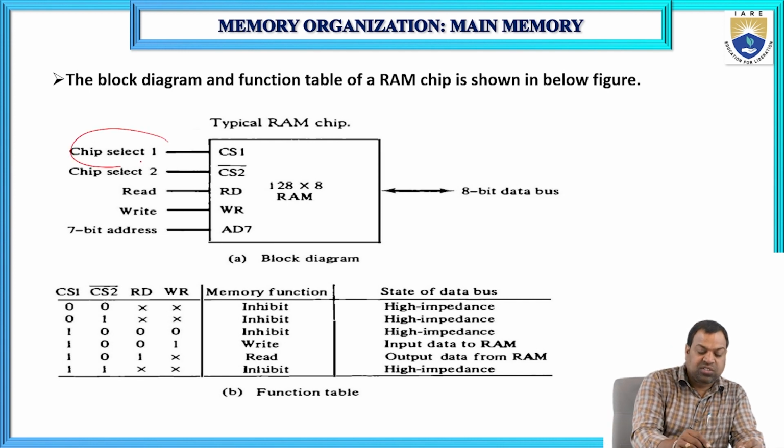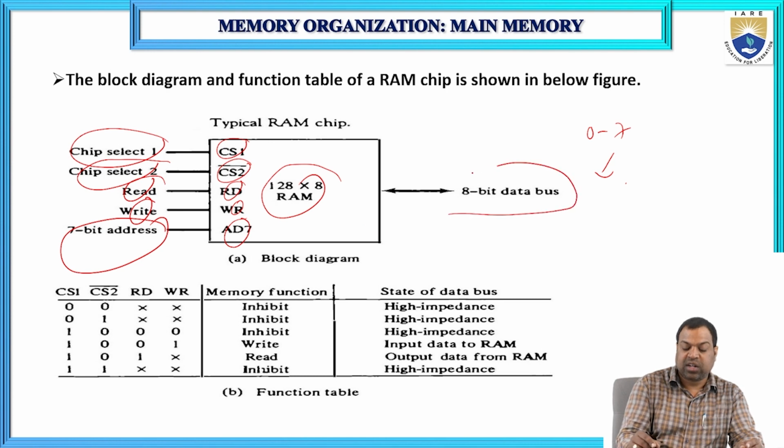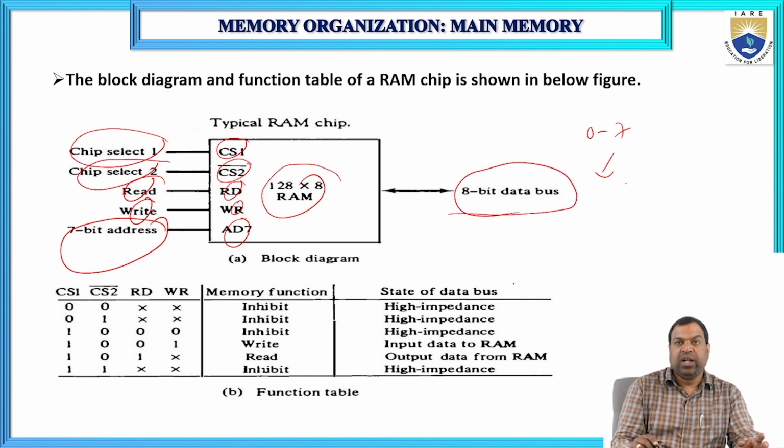So chip select 1, chip select 2, read, write, 7-bit address: CS1, CS2 bar, read, write, AD7 means address lines 0 to 7. So an 8-bit address line. What is the size? 128 x 8 RAM. It has an 8-bit data bus, so 8 bits of data are transferred from memory to CPU or CPU to memory. How many chip selections are there? Total 2 chip selections, chip select 1 and chip select 2.